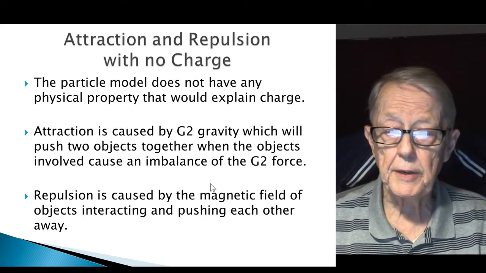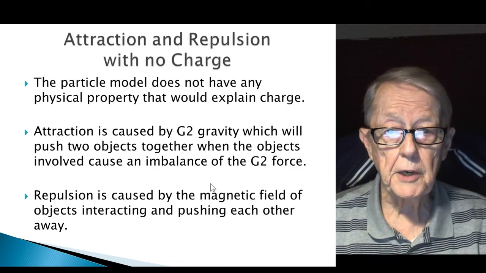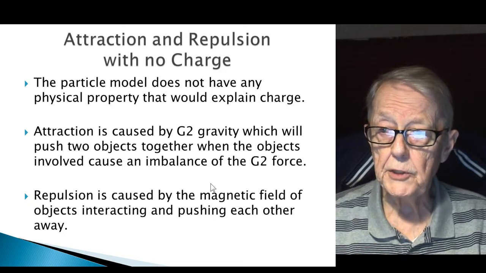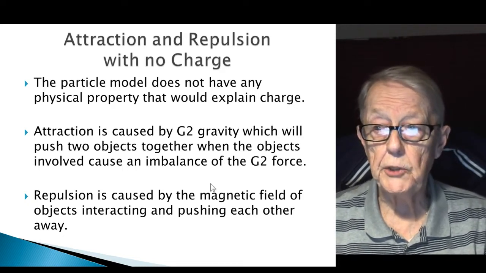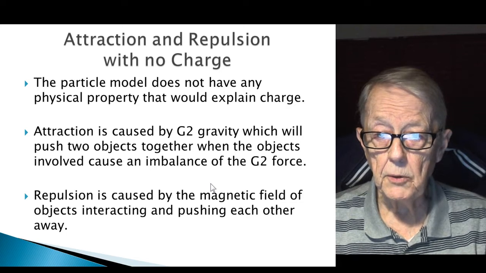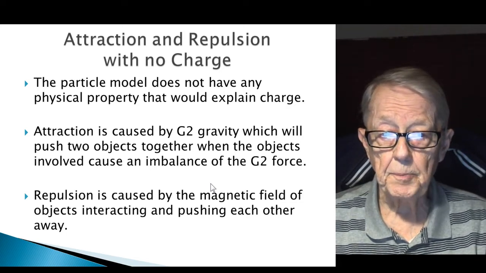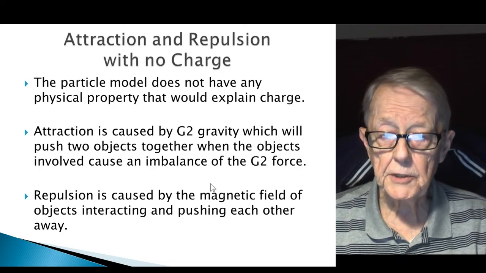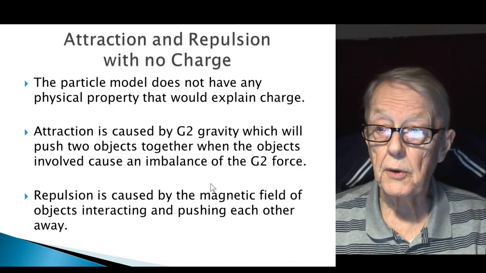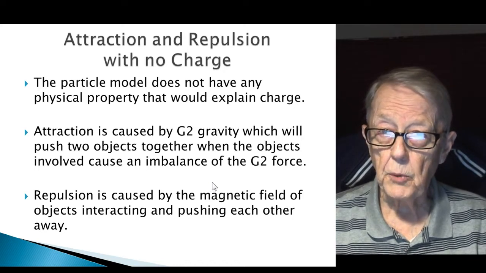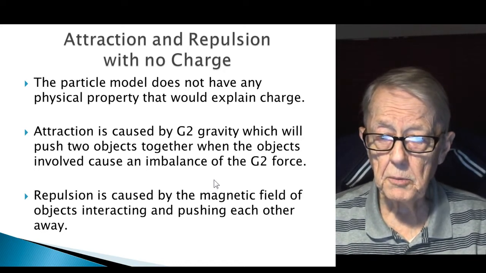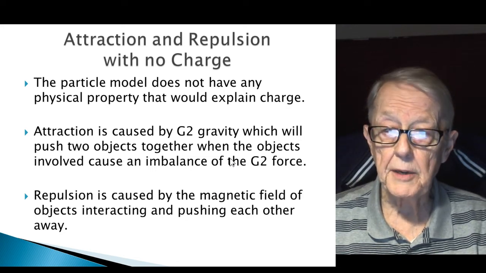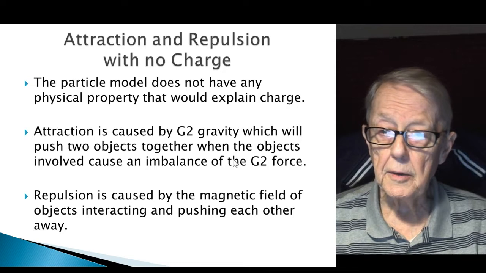is G2 gravity, which can push two objects together when the objects involved cause an imbalance of the G2 force. And this is exactly what you have with G1 gravity when the moon and the earth are pushed together. Repulsion is caused by a magnetic field of the objects interacting and pushing each other away. So repulsion is the more difficult one, but we use the concept of a magnetic field to explain repulsion.